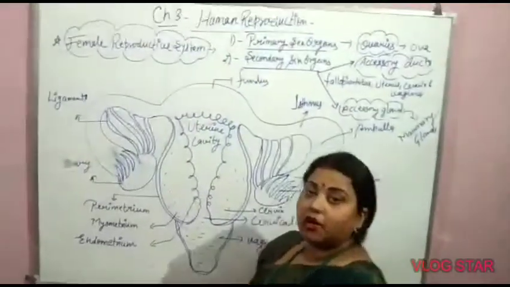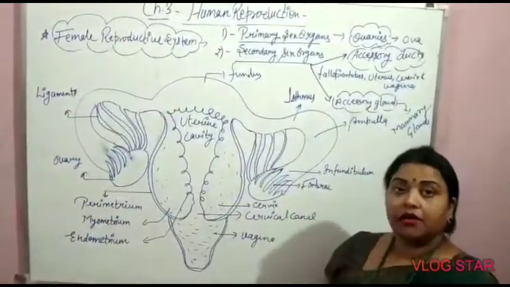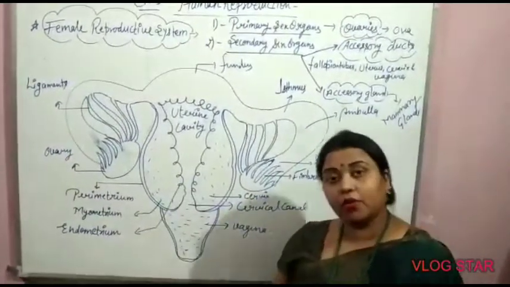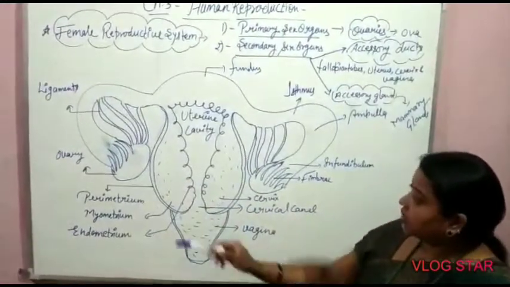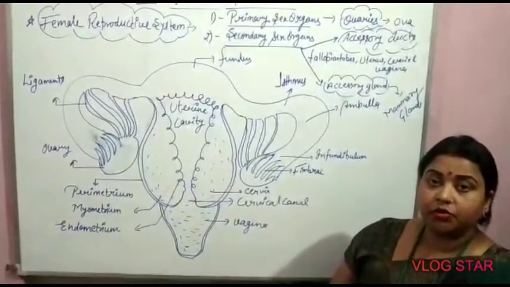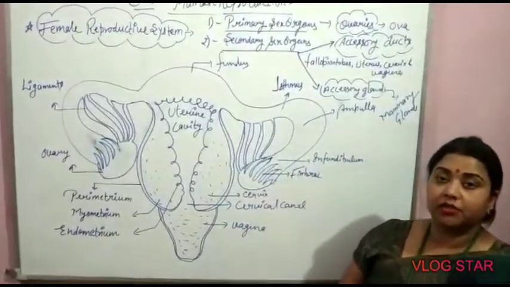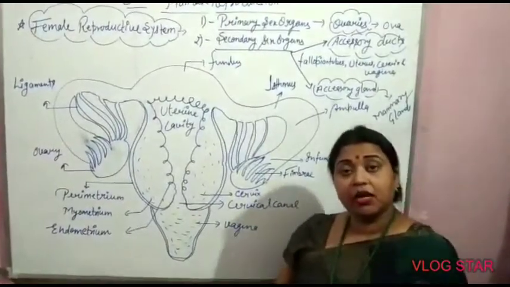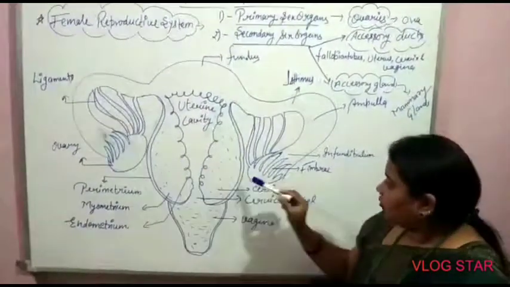First part, that is the ovaries. Ovaries are one pair in number. They are situated at the lower end of the abdominal cavity. These are almond shaped and the size of each ovary is about 3 to 4 centimeter in length, the width is about 2 to 3 centimeter and the thickness is approximately 1.5 to 2.5 centimeter. So these are the ovaries.